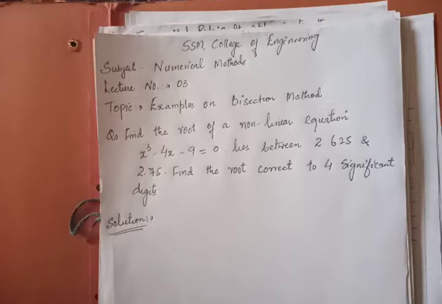In the last lecture we talked about the bisection method and its algorithm, and I explained that graphically as well. Today we will see an example on the bisection method, and after that I will give you 4 to 5 examples on the same, which you have to do at home and make a PDF, and then I will tell you what you have to do with that.